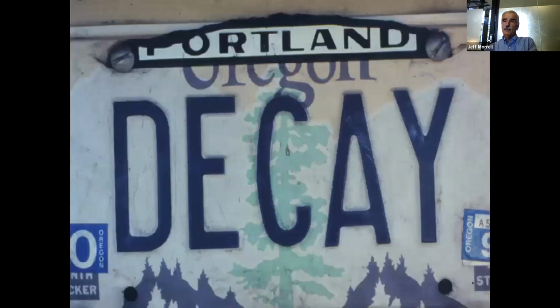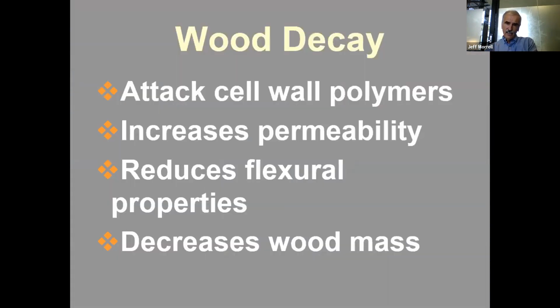The bigger problem we have though is decay. Decay fungi structurally damage the wood. They weaken it. They can cause lots of reductions in properties. They attack the cell wall polymers, those three big polymers we have. They can increase permeability, reduce flexural properties, and decrease wood mass. So all in all, these are the ones we really should worry about for keeping wood sound.